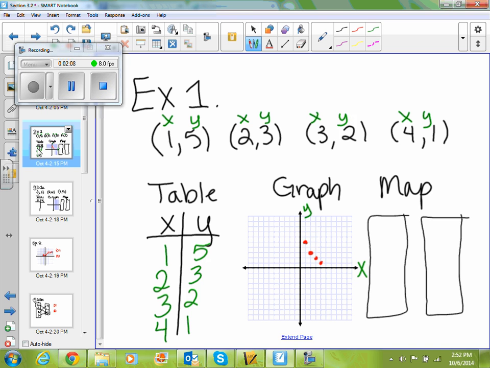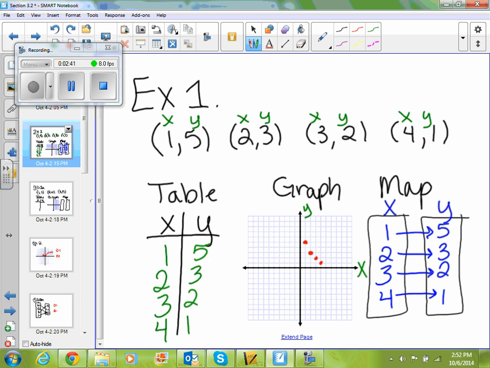And then the last thing we're going to do is a map. So our mapping diagram looks just like our table, so we copy our values down from our table onto our mapping diagram. And then we map our numbers to each other. So we notice that 1 goes with 5, 2 goes with 3, 3 goes with 2, and 4 goes with 1. And we make mapping diagrams because it helps us tell whether or not it's a function.